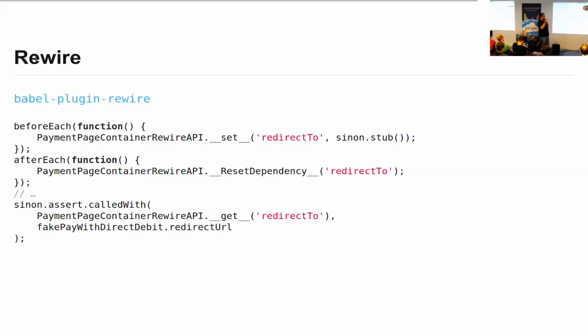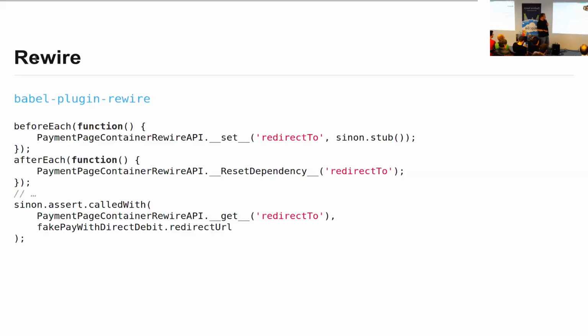At the beginning of our test, we rewire the redirectTo identifier to a stub. After each test, we reset that dependency. Inside our test, in the Sinon.assert calledWith part, you get that reference to the stub, or you can also store it in a higher scope variable, and you check that redirectTo has been called with the redirect URL you were expecting.